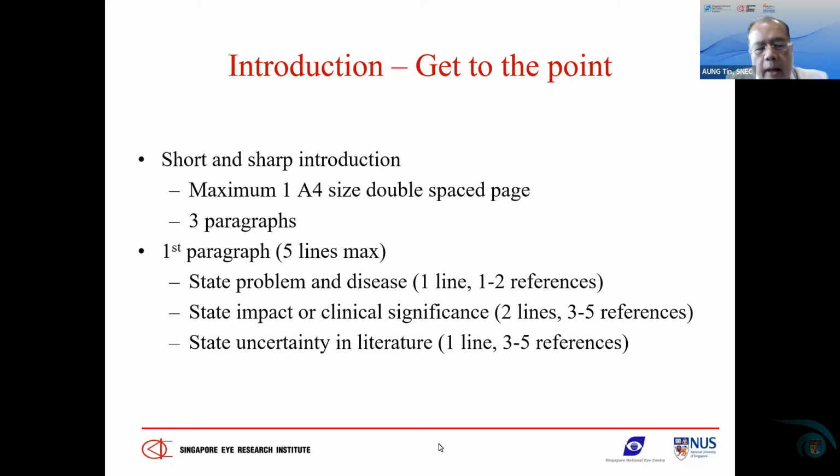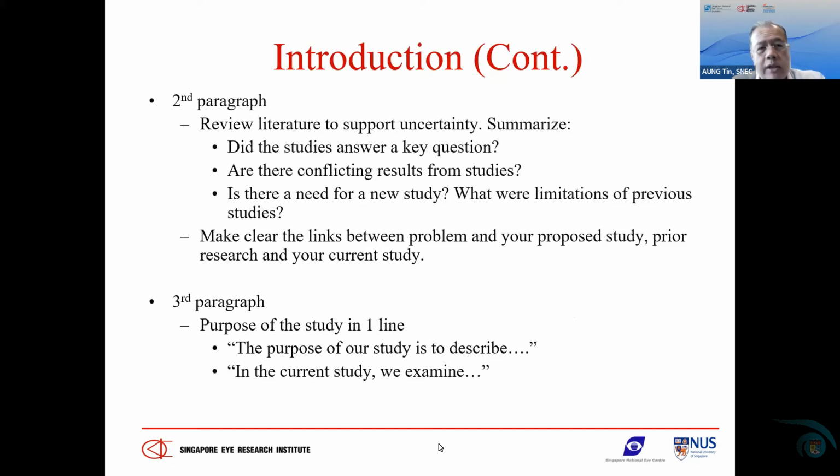The first paragraph, you state the problem or the disease that you're working on, and the importance or clinical significance of the disease. For example, if you talk about glaucoma, you will say it is a major cause of blindness and affects 30 million people. This is the clinical significance. And then you state the uncertainty in the literature. Maybe with glaucoma, we don't know the cause, or we don't know if blood pressure is related to glaucoma. So this is the uncertainty.